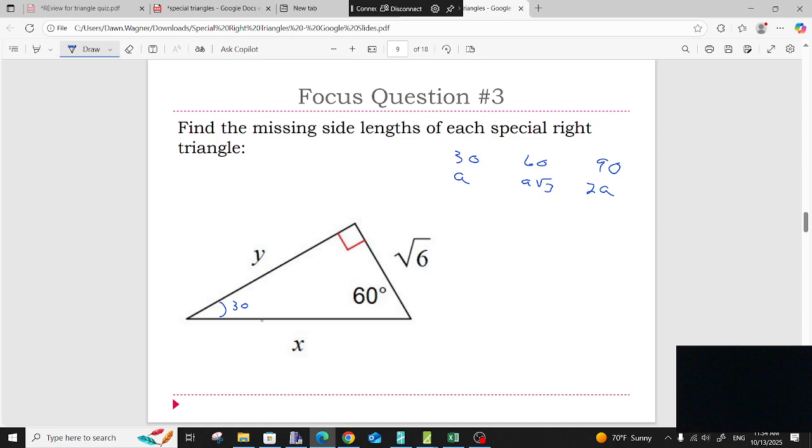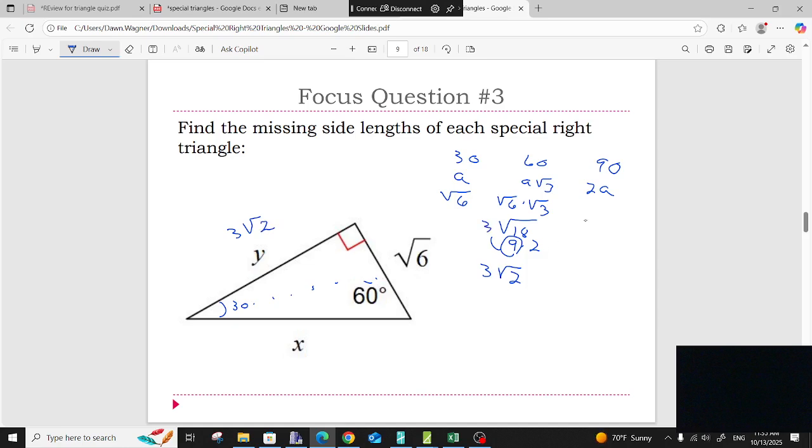Okay, so now across from the 30, which is the shortest side, we know A is equal to square root 6. But now I have to substitute in for A. So square root 6 times square root 3 is what? What's 6 times 3? Square root 18. But this can be reduced. This is 9 times 2, which is 3 square root 2. So across from the 60 would be the 3 square root 2. I had to do a little bit of math for that one.